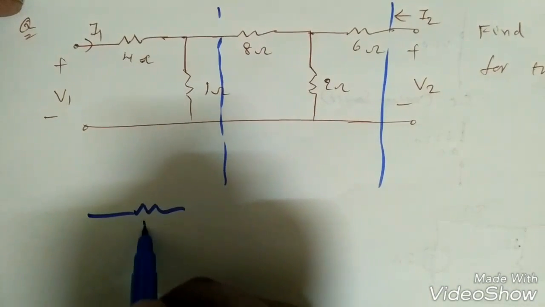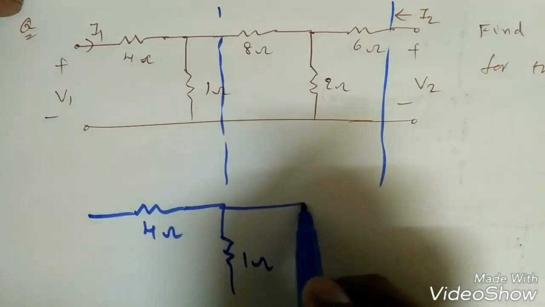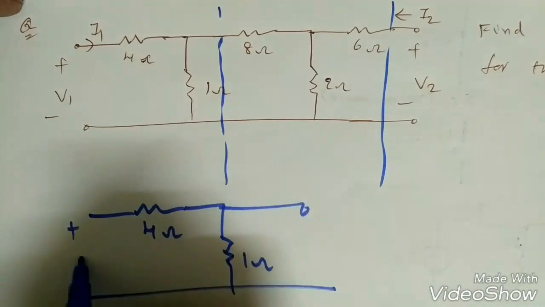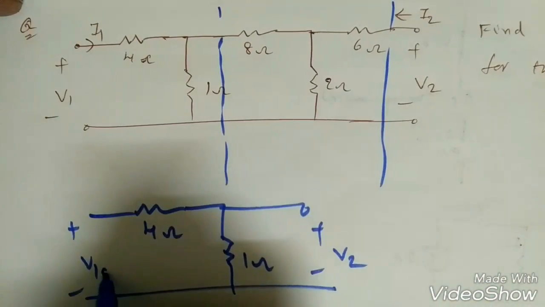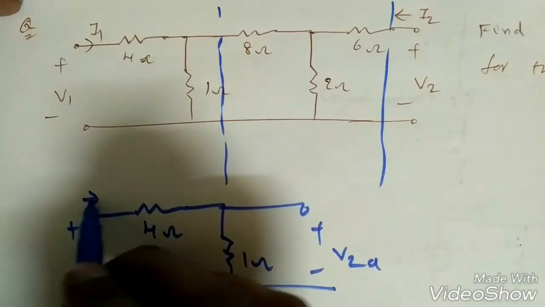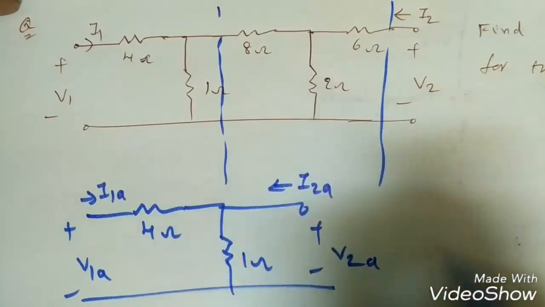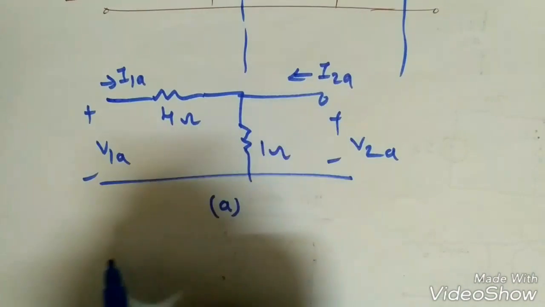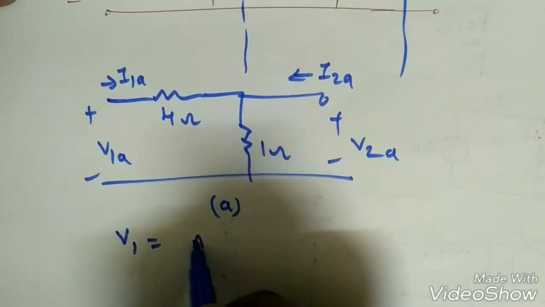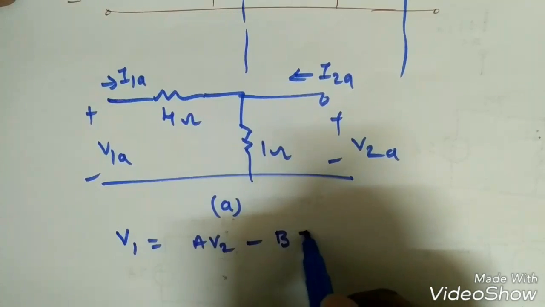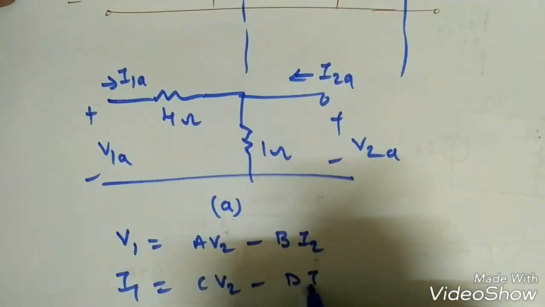I'll take this as 4 ohms and this as 1 ohm. Suppose this is V1, suppose this is V2. So this is network A, so V1A, V2A. This is I1A, this is I2A. Right? Now to find the T parameters, V1 is equal to AV2 minus BI2 and I1 is equal to CV2 minus DI2.